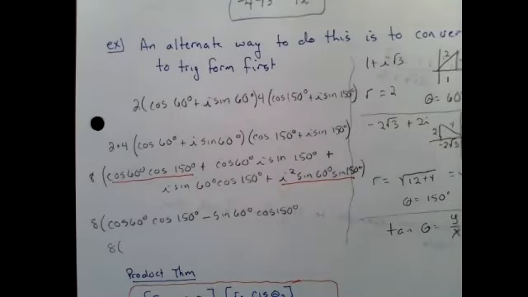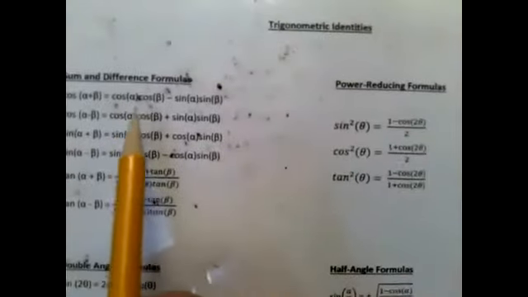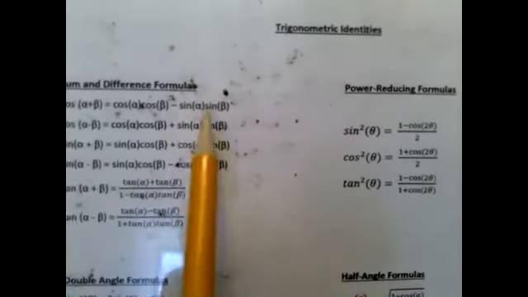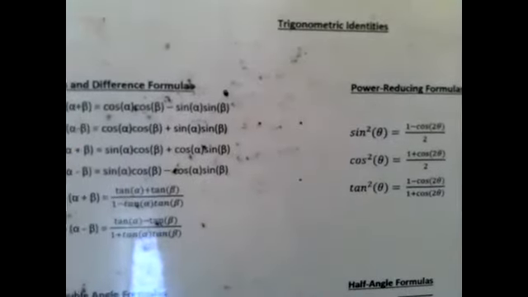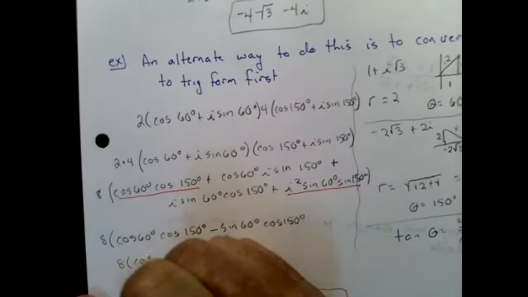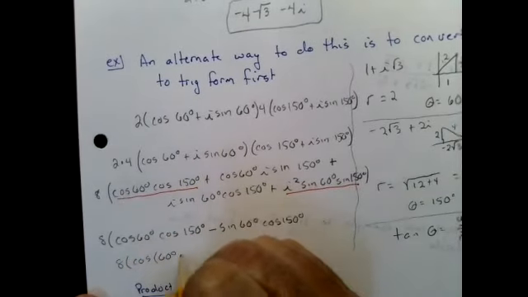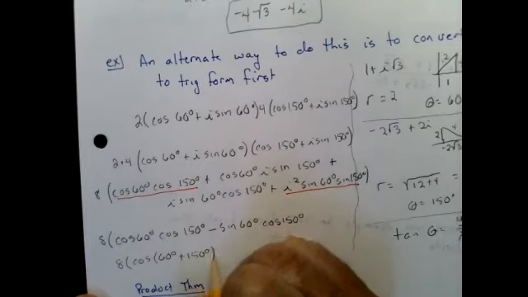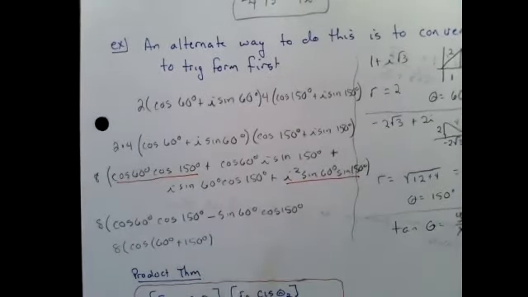That's one of my ever popular identities. That goes all the way back to here. Cosine, cosine, minus sine, sine. That's the same as adding them together. So this now I can add together. This now becomes the cosine of 60 degrees plus 150 degrees, because of this one and this one.